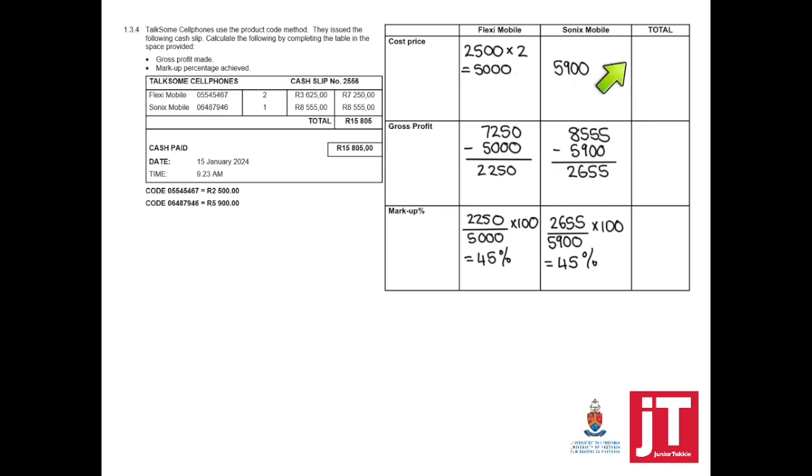Now we just need to calculate the total. So my total cost for both items, just add that together, 10,900. The total gross profit made for those two items, just add the gross profit, 2,250 plus 2,655. To calculate the markup percentage achieved, take the gross profit divided by the total cost times 100, and you would see that it works out exactly the same, and it should: 45%.